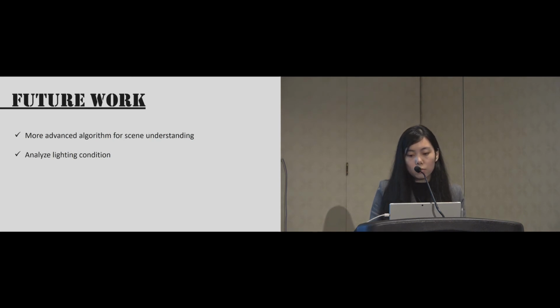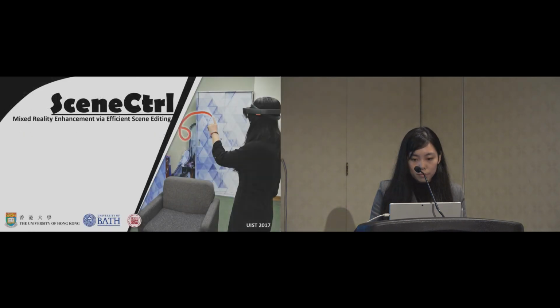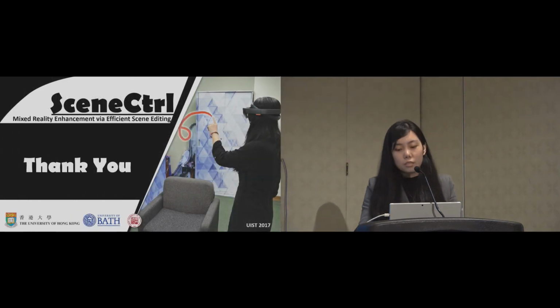And in the future, we would like to employ state-of-the-art scene understanding techniques to analyze the semantics of the table and chair in the scene. And for the lighting condition, we currently allow the users to manually add and adjust the lighting source. But it will be better if we use inverse rendering to faithfully estimate the lighting condition in the real scene. Okay, thank you so much.